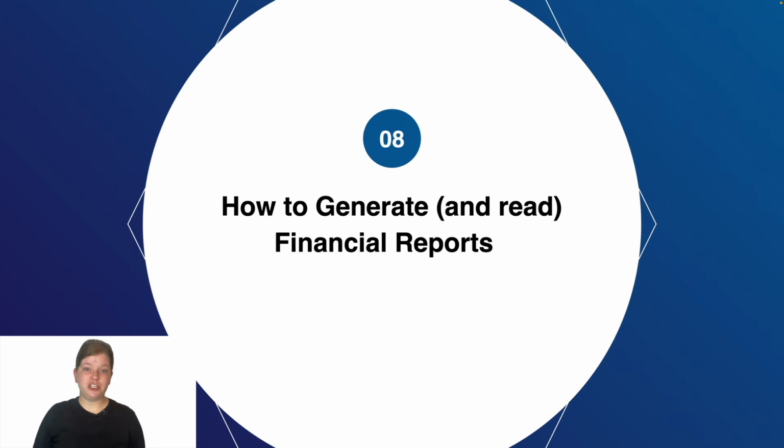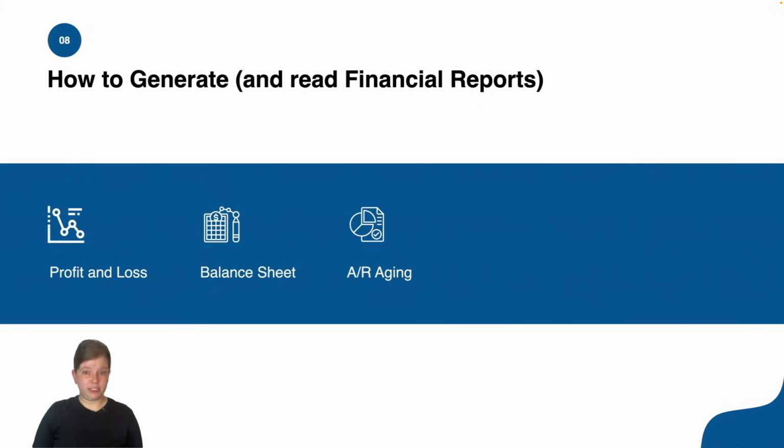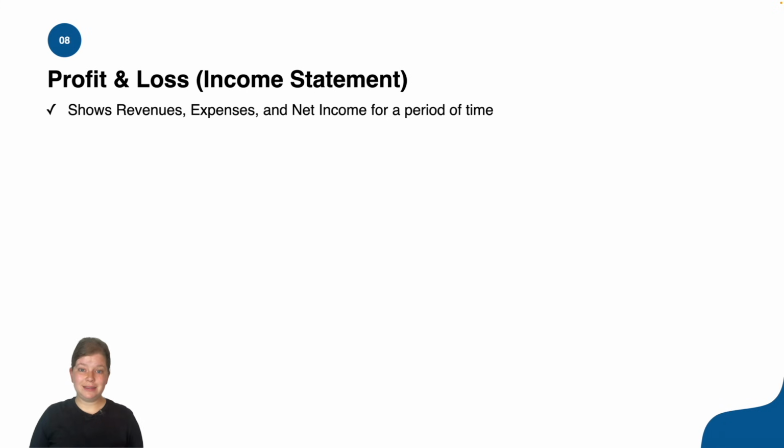Okay, now we were just looking at a couple excerpts from our financial reports. So how do we actually generate and read our financial reports? Some of the reports that you're probably going to actually be generating in QuickBooks Online would be your profit and loss report. This is also referred to as your income statement. You also want to generate your balance sheet, your AR aging reports, your AP aging, and maybe your budget versus actuals report.